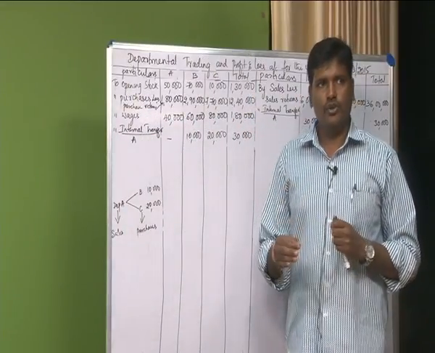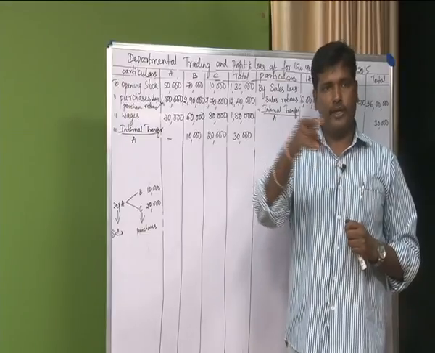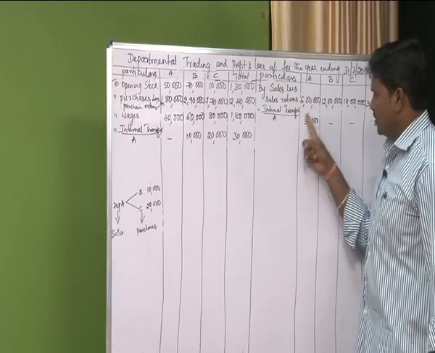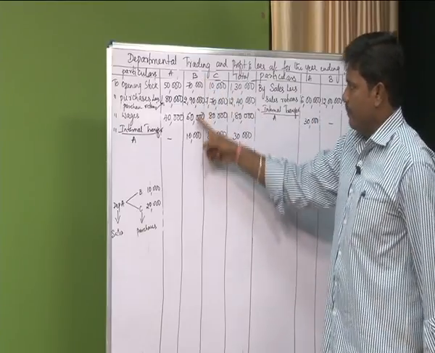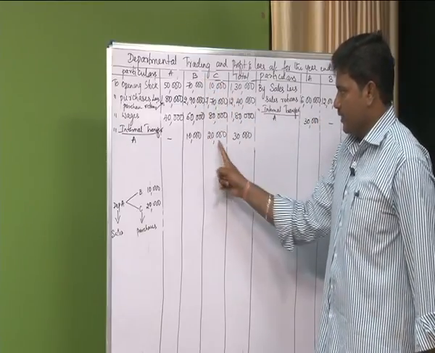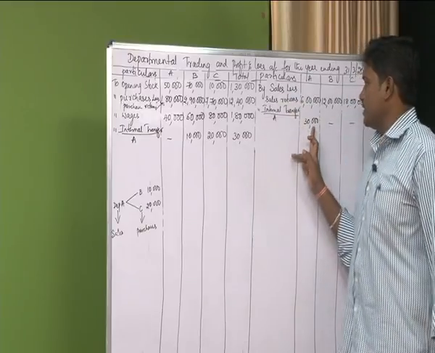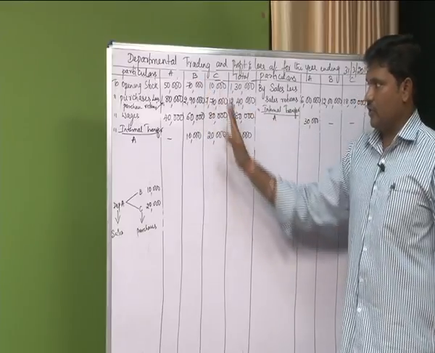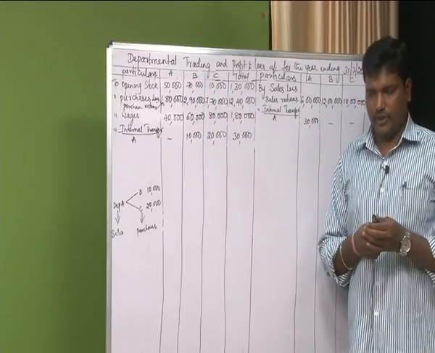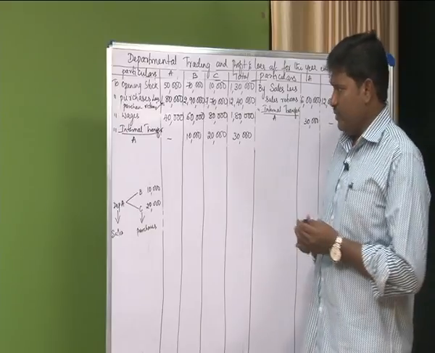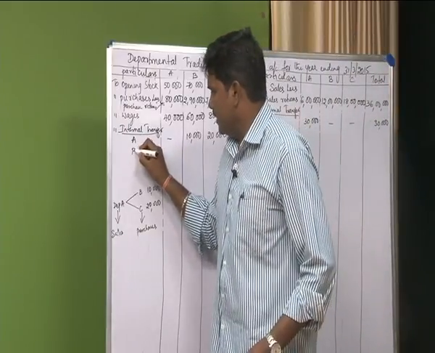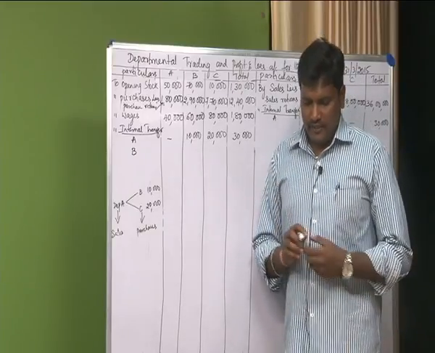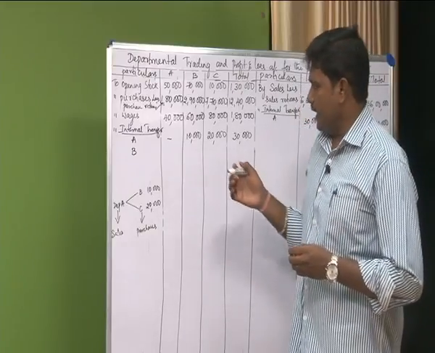Interdepartmental transfer refers to goods transferred from one department to another department. Here 30,000 worth of goods is transferred to department B and C to the extent of 10,000 and 20,000 respectively. The sales of A become purchases for B and C. This concept is called interdepartmental transfer. In the same way, we will also see the interdepartmental transfer from B, the goods transferred from B to A.